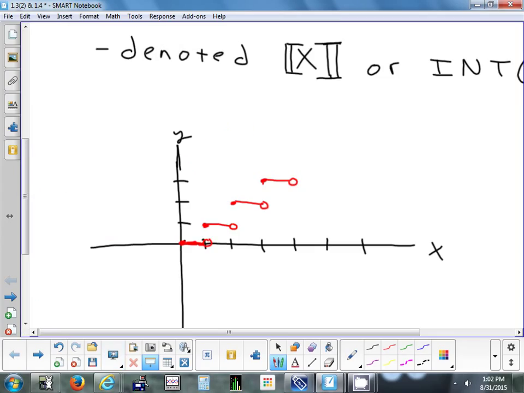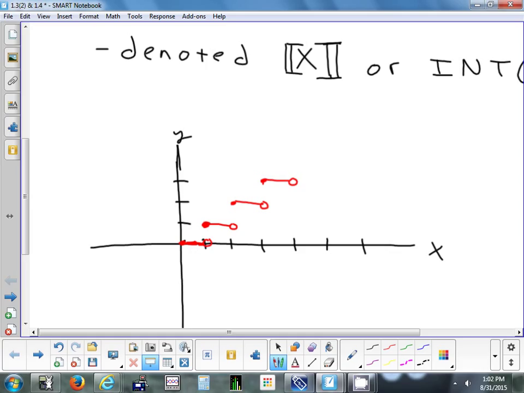If you're at like 0.5, the greatest integer less than or equal to 0.5 is 0. 0.6, it's still 0. 0.7, 0.8, 0.9, up to 0.99999, it's still 0. Then when you get to 1, the greatest integer less than or equal to 1 is not 0. So we don't include that endpoint. We jump up to the next step, and we include that.